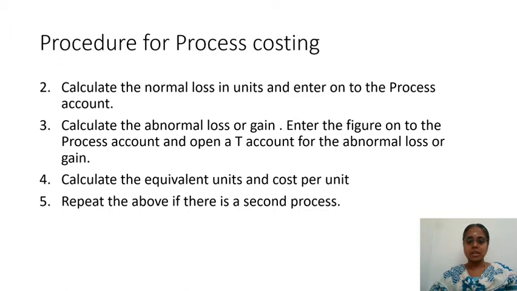Then, after entering all, in the first stage you will enter the direct material, direct labor, expenses, and the opening work in progress, closing work in progress, then normal units, abnormal units, and its value. With this, you will get the total of all the values. Then you calculate the output units coming out and the cost per unit. From the T account you will get the value and you will calculate the cost per unit from that.